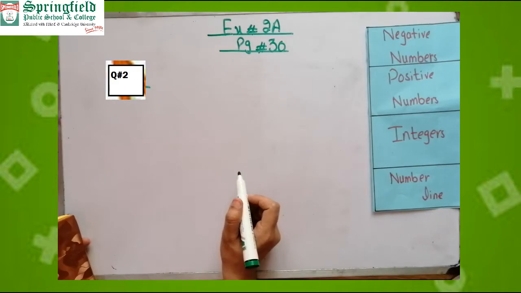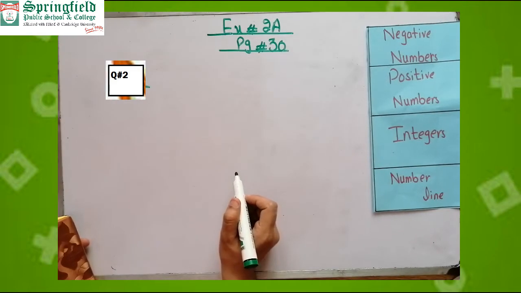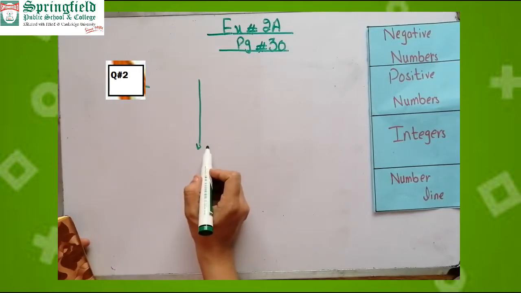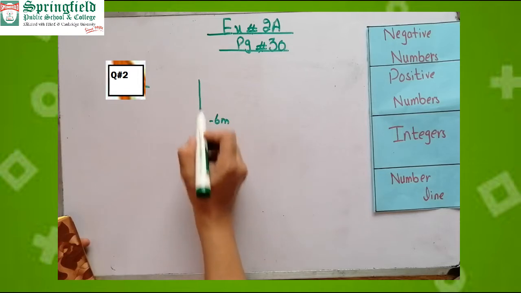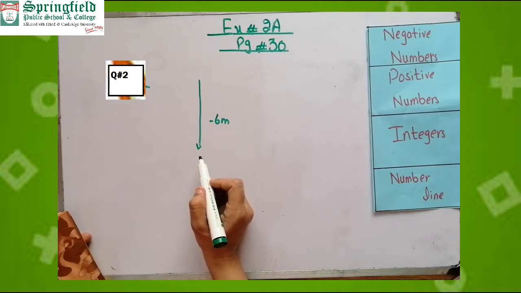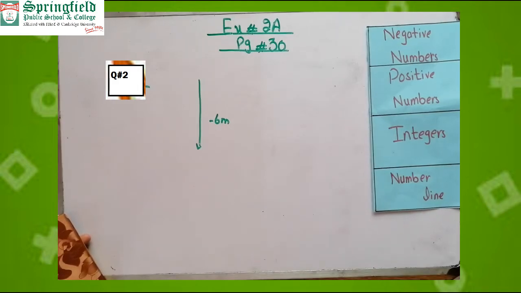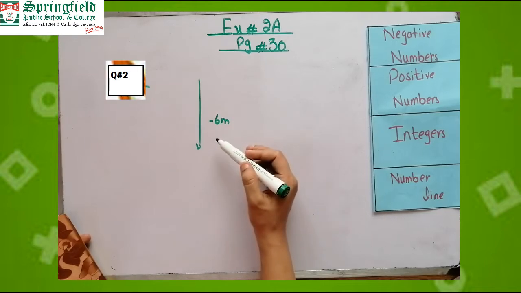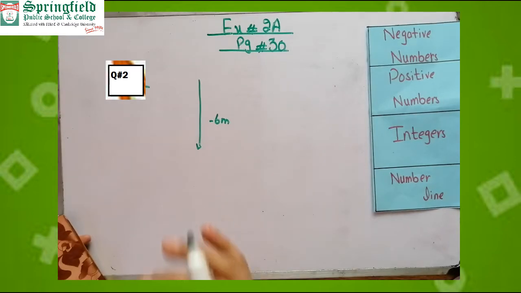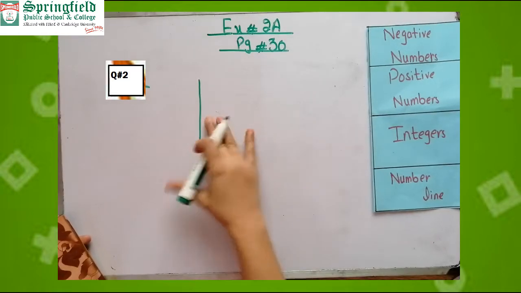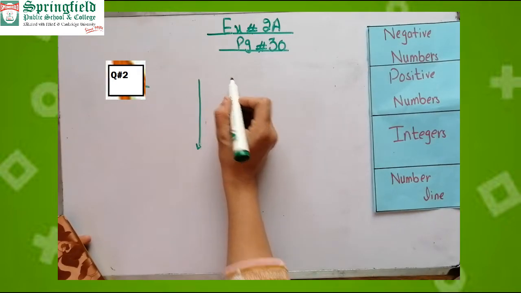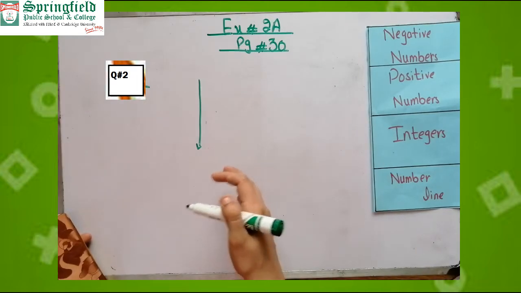Okay, question number 2, they are saying that if minus 6 represents 6 meter below sea level. Let's suppose 6 meter below sea level, and minus 6 meter represents the 6 meter below sea level. As minus 6 represents 6 meter below sea level, this is the length of 6, and they are saying the minus shows the 6 meter below sea level.